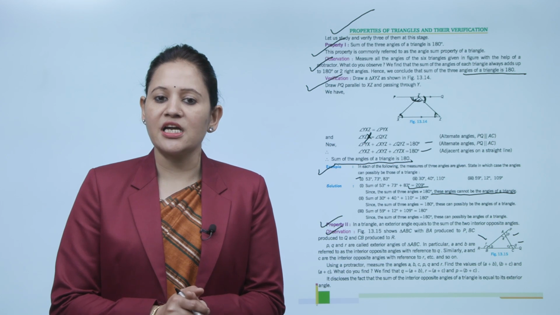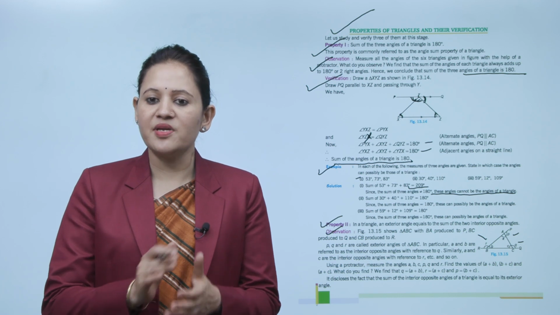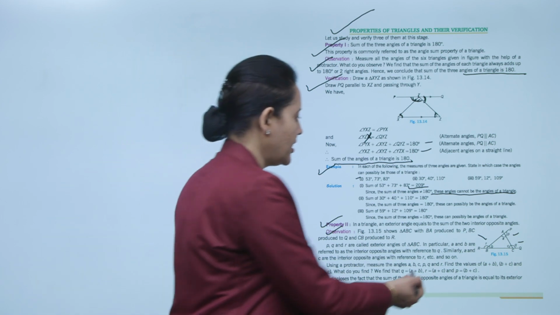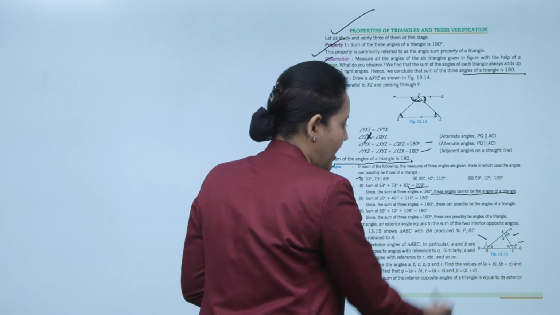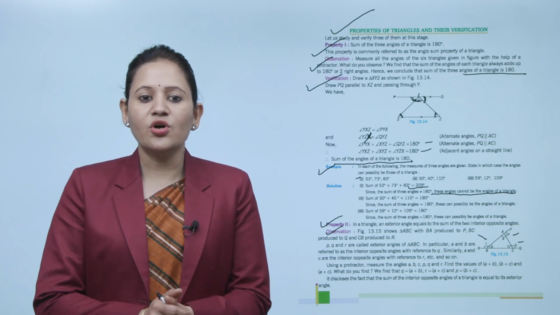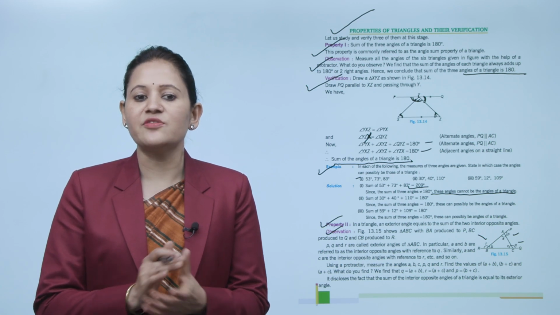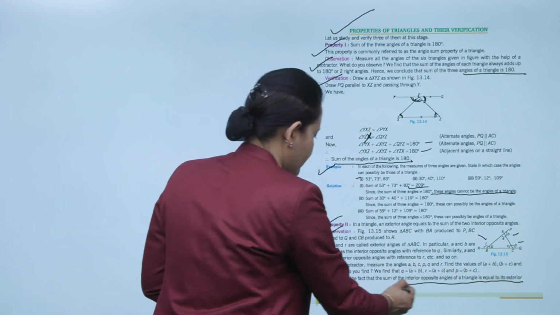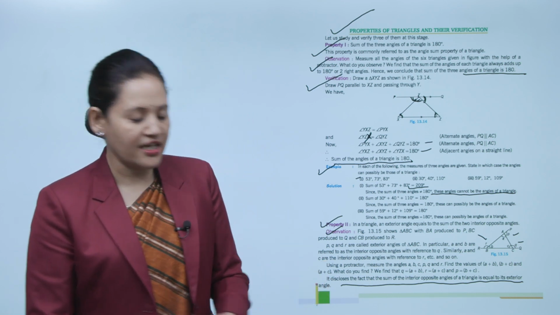Using the protractor, measure the angles A, B, C, P, Q and R. Find the values of A plus B, B plus C and A plus C. What do you find? We find that Q is equal to A plus B, P is equal to B plus C and R is equal to A plus C. Clear? So we conclude that the sum of the interior opposite angles of a triangle is equal to its exterior angle. The exterior angle is equal to the sum of the two opposite interior angles.